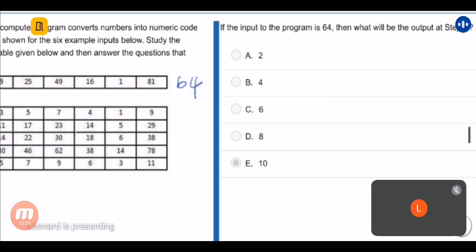Nobody's asking you to differentiate or integrate. What is the formula? No, this is something that is working with your brain. This is just testing your level of alertness. So what do we do with the 64? The square root of 64 is what?